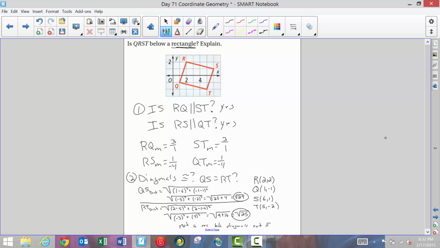Zoom out. So again, first thing you have to do is prove that the opposite sides are parallel. And then I have to prove that diagonals are congruent for a rectangle. Since the diagonals are not congruent, I can stop. I'm not asking you what type of shape it is. I just want to know if it's a rectangle. So it's going to be no.